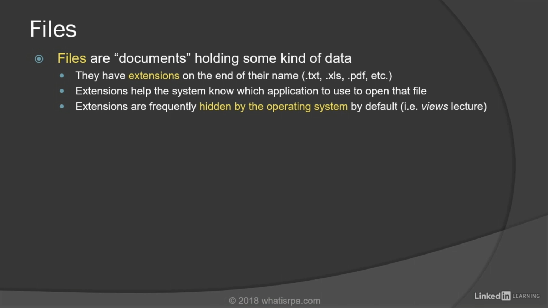It's a little bit unfortunate, but by default, these extensions are frequently hidden by the Windows operating system, which means you can't see them. Since we absolutely do need to see those file extensions for most RPA applications, be sure to go back and watch the Views lecture where I discuss setting up the appropriate view for your folders and enabling these file extensions to be shown.